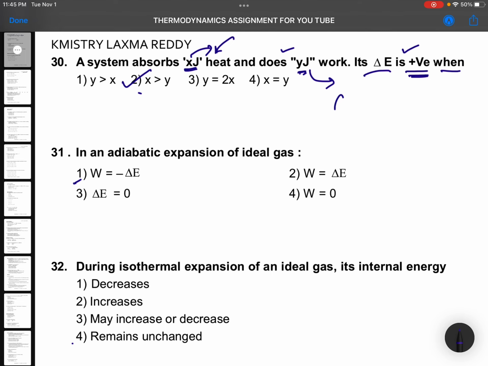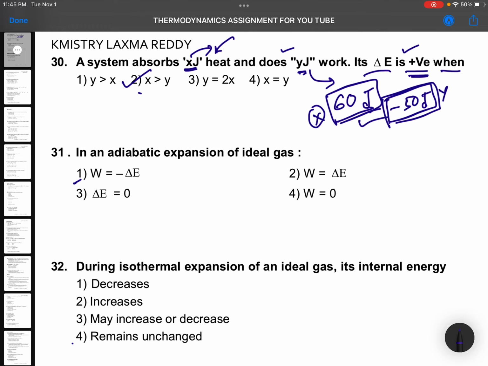For example, you are a system. To you, I am giving 60 joules of energy. That is X. And you are doing 50 joules of work. This is Y. This is going out, and this is coming into you. So what is the net energy? 10 joules. Your internal energy is increased, right?